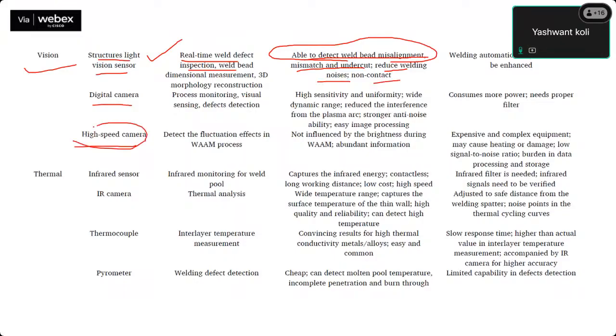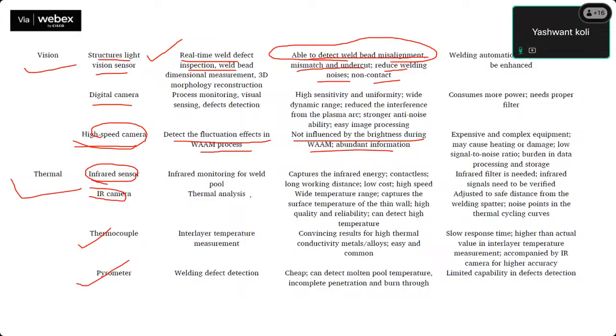And with a high speed camera, it is not influenced by brightness during WAM, and it gives abundant information. So light and brightness is not a problem for high speed cameras. It detects the fluctuation effect in the WAM process. So for thermal, we can use IR sensors, IR cameras, thermocouples, and pyrometers.